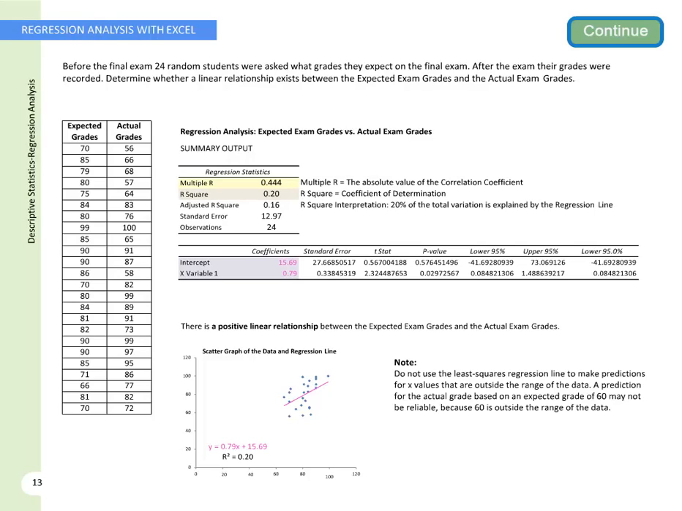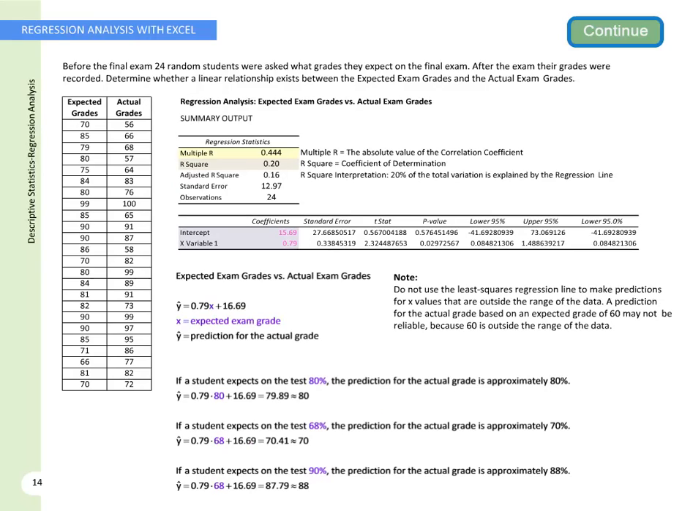The regression line is the line that best fits the data. It is the line for which the sum of the squares of the errors is at a minimum. From Excel regression analysis, we can put together the equation of the regression line, which is y hat equals 0.79x plus 15.69. Using the regression line equation, you can make predictions for the actual grade for any value within the data range, from 66% to 99%.